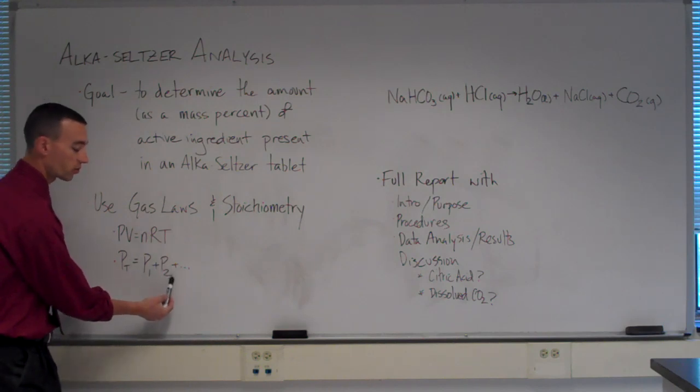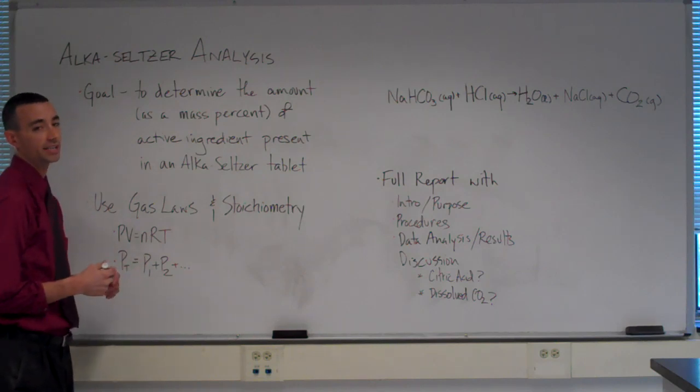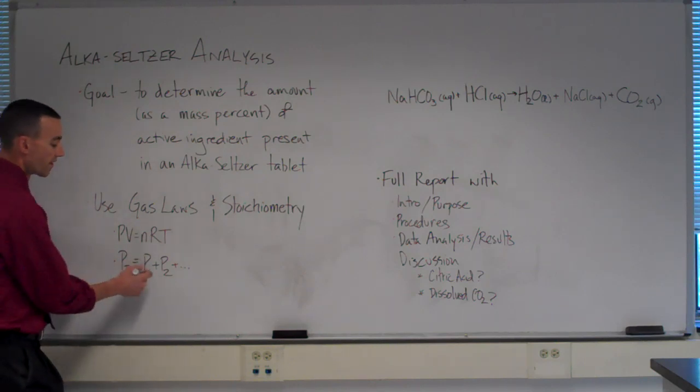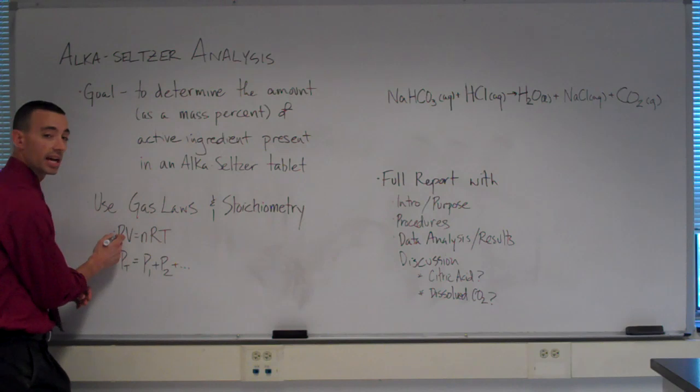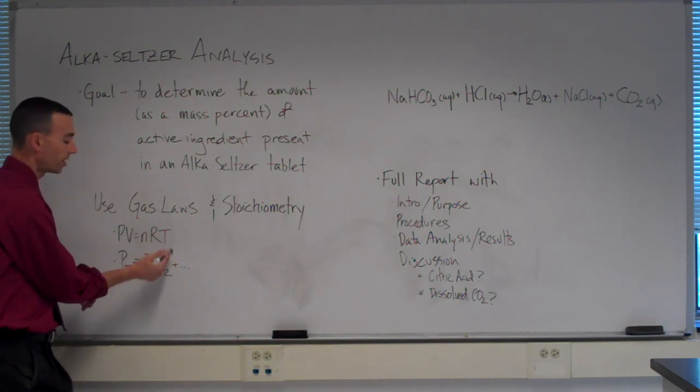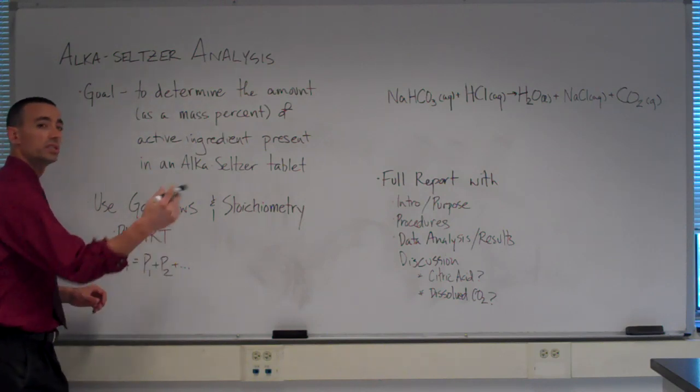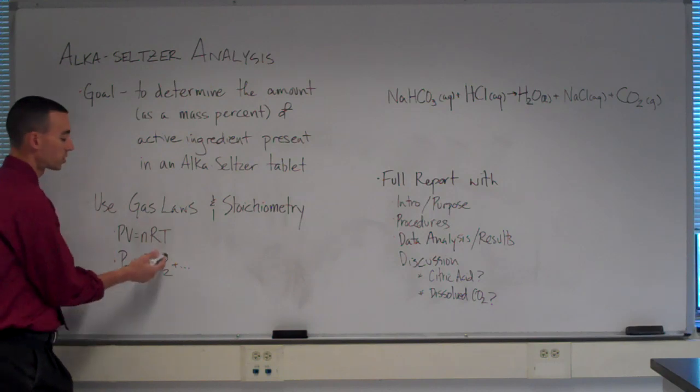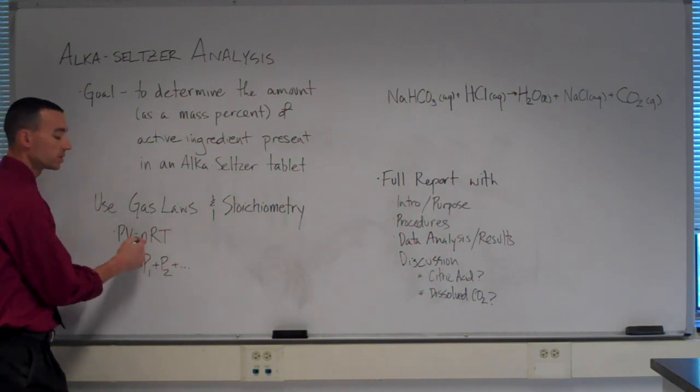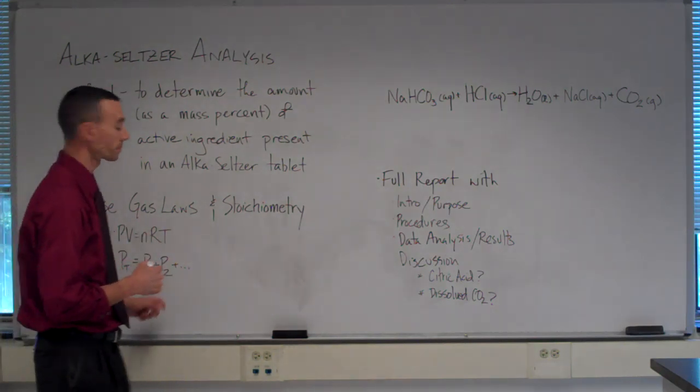I would simply subtract that to then give me the pressure of the carbon dioxide that was produced. That pressure would be used in the ideal gas law, the volume, and the temperature, which is the temperature of our liquid water as well, to give me the moles of carbon dioxide.